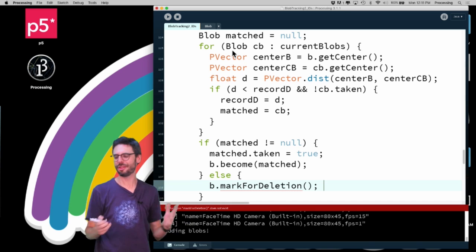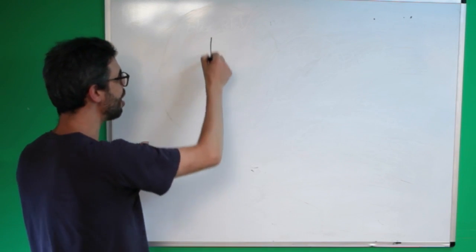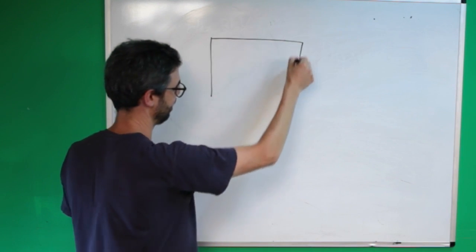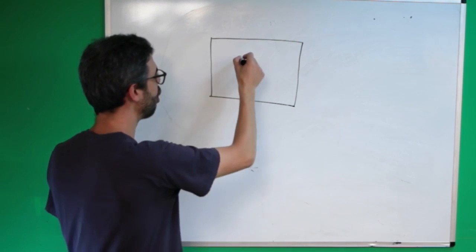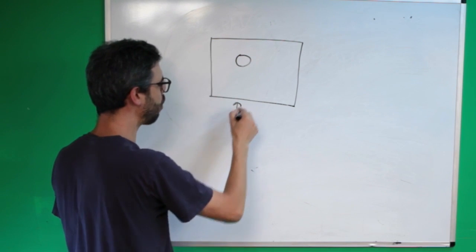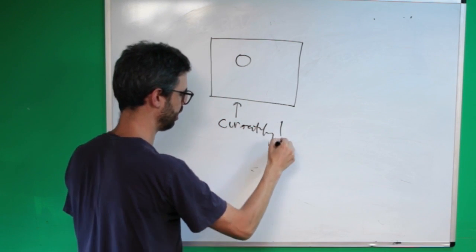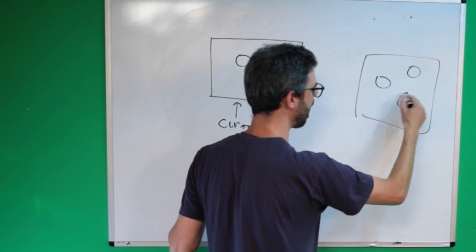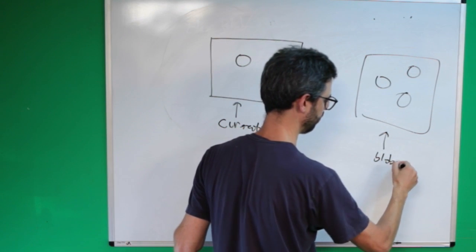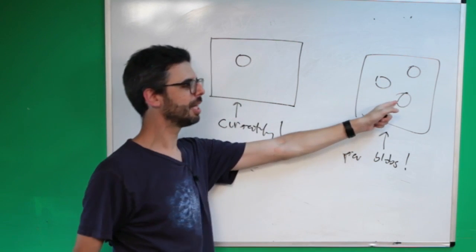Because what I'm saying is, let's think about this for a second. Let's talk this through, okay? So the scenario is, what I'm currently seeing is one blob. This is what the computer vision sees currently. But previously, historically, there were 3 blobs. Previous. So I can't loop through these blobs.